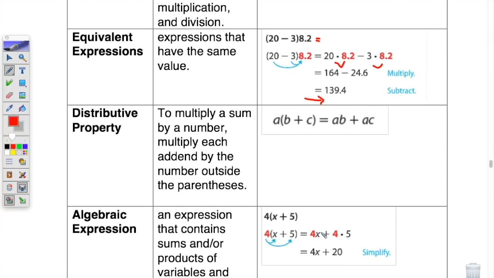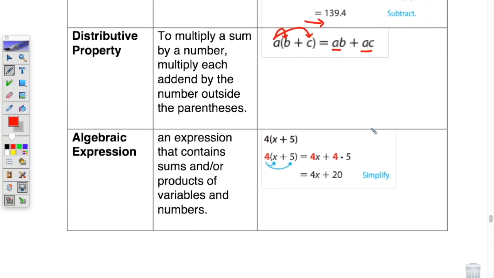The distributive property is to multiply a sum by a number. You're going to multiply each addend by the number outside the parentheses. So we have A times the sum of B plus C. What we're doing is distributing the A to the B, so it's A times B, putting in your addition, and then distributing your A to the C, so it's A times C. So that's the distributive property.